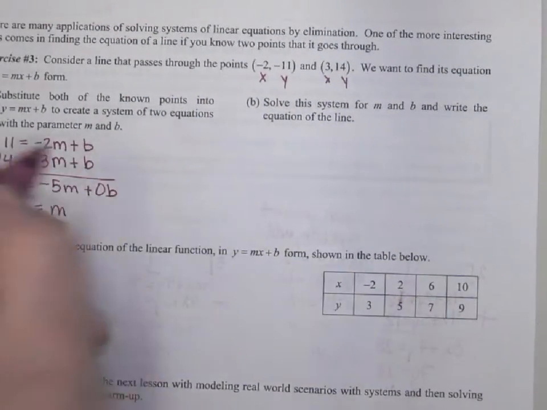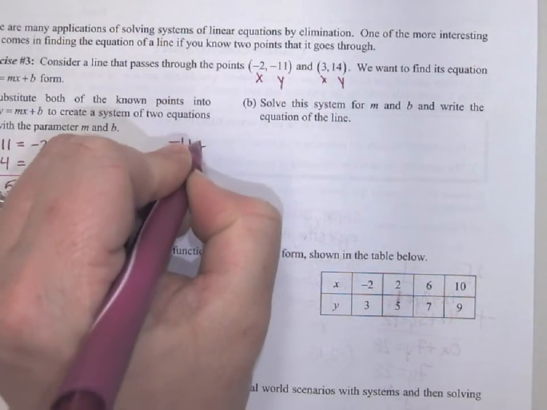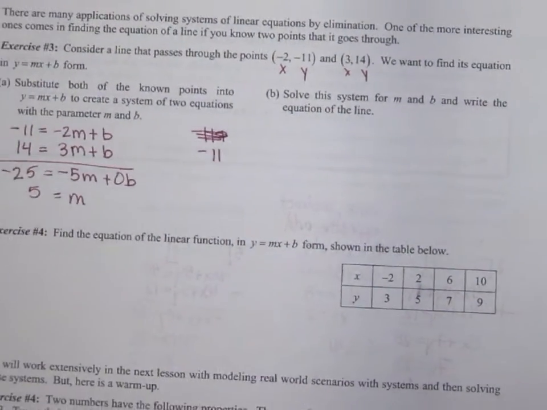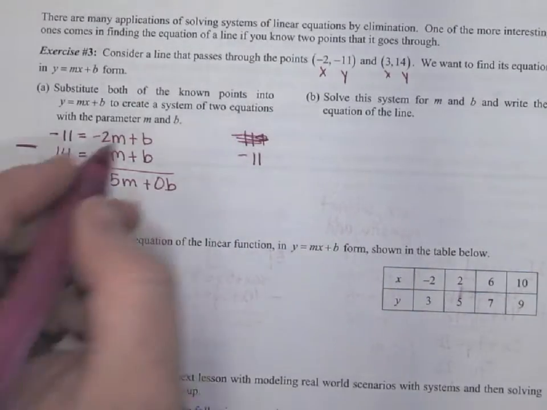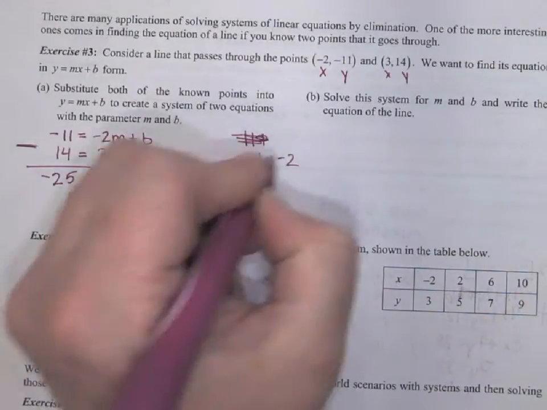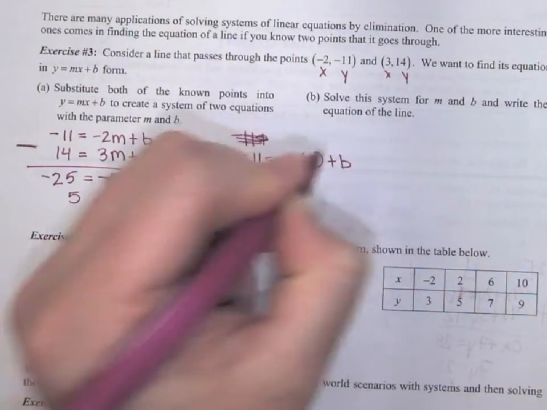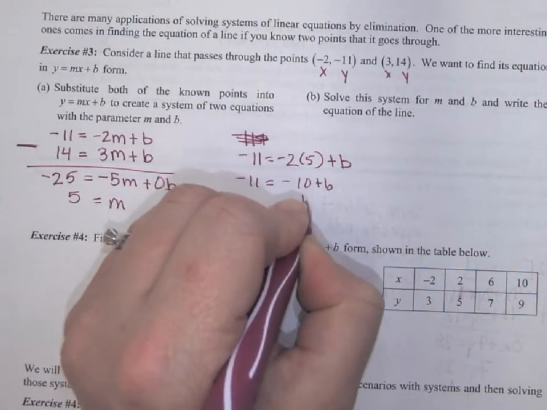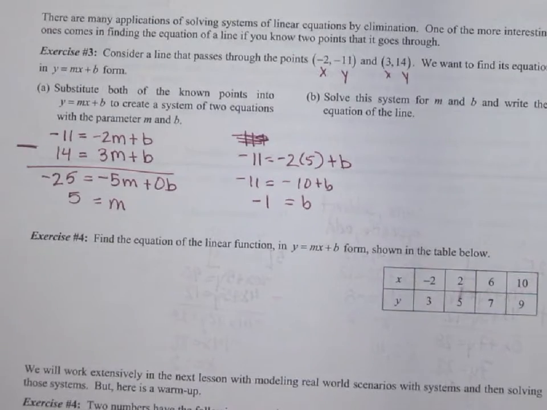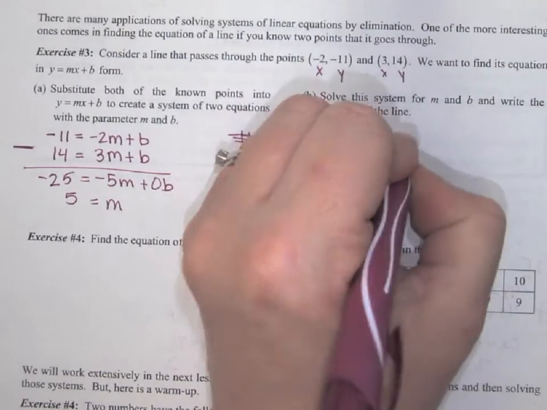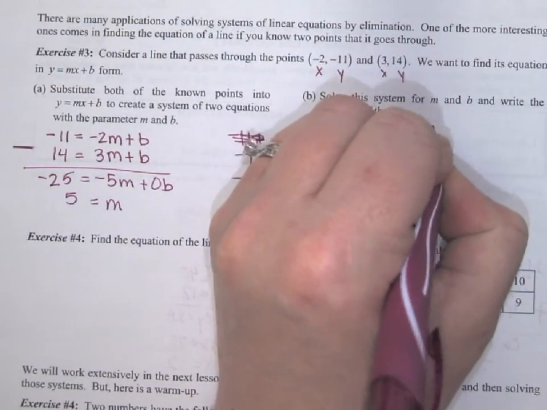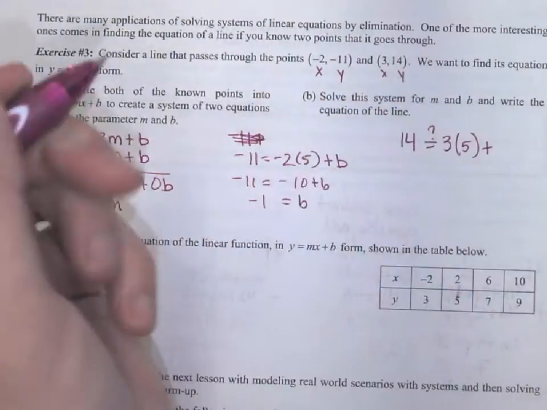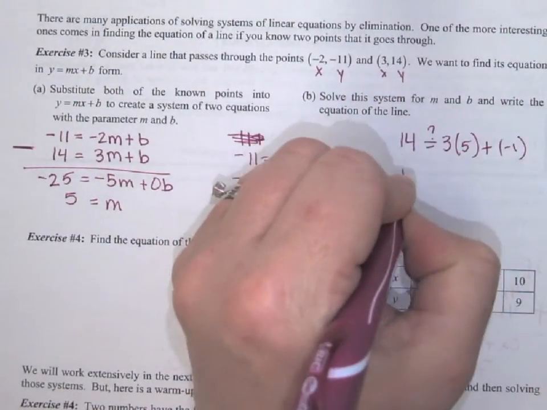Now I can solve for b. So -11, that's why you don't use pen, you use pencils, you can erase. So -11 equals -2 times 5 plus b. So b is equal to -1. Let's check, does it work for the other one? So 14, does that equal 3 times 5 plus -1?